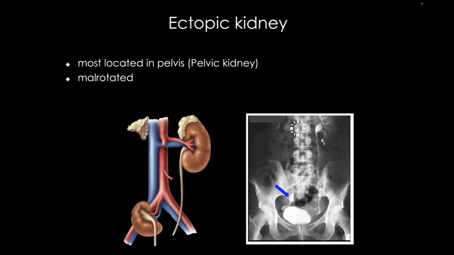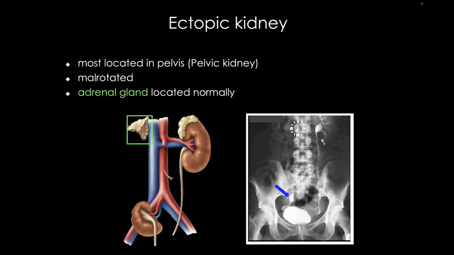Another example of an anomaly is the ectopic kidney. So most of the time, these ectopic kidneys are found in the pelvis. Sometimes they're just called pelvic kidney. So you can see here on the cartoon on the left, you have a kidney that failed to ascend and also is malrotated. And then you can see in the image on the right, again, the normal kidney on the left side of the body and a malrotated kidney on the right.